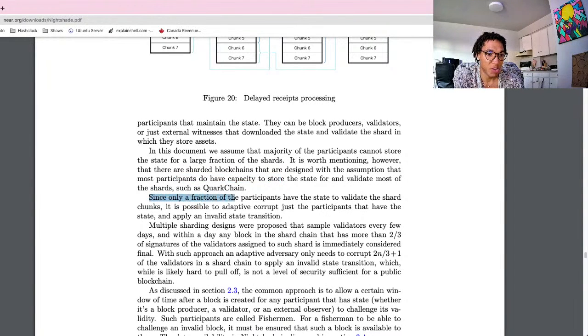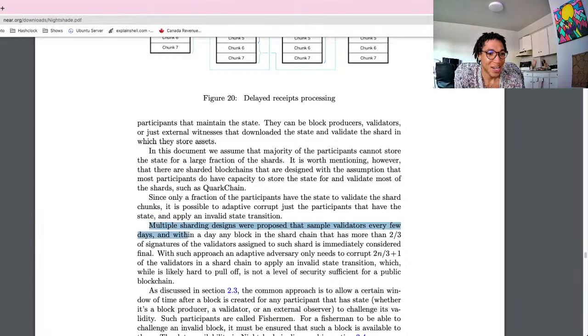Since only a fraction of the participants have the state to validate the shard chunks, it is possible to adaptively corrupt just the participants that have the state and apply an invalid state transition. And yeah, I think they're trying to do some really cool stuff in here, but cool stuff comes with cool hacks too.